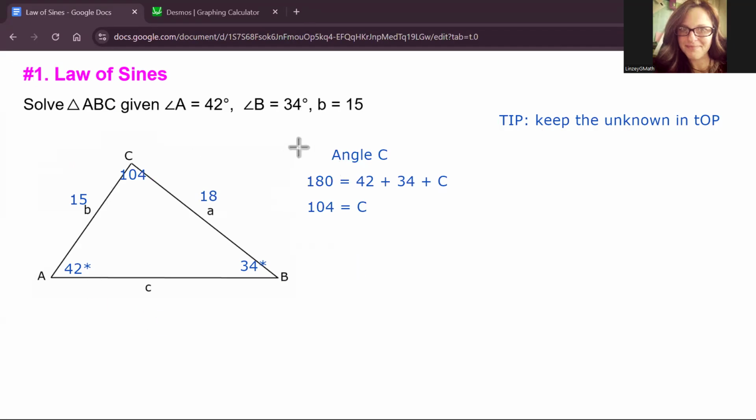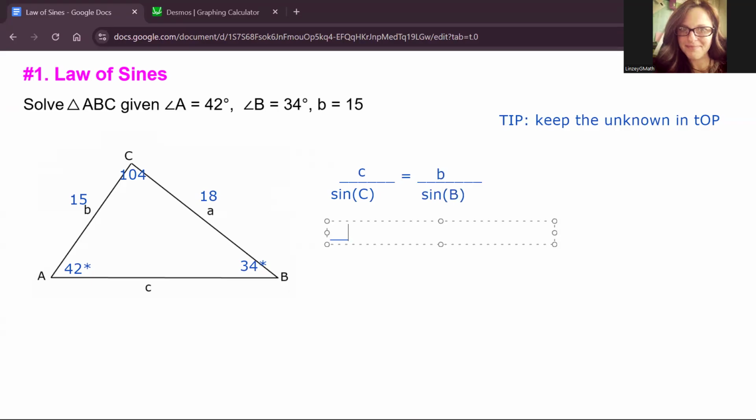Solving for side C, we'll use our law of sines. We'll keep the unknown, side C, in the top, over sine of angle C. And then let's use side B over sine of angle B, the given information. And we'll fill in our formula. Side C is what we're looking for. Angle C is 104 degrees. Side B is 15. And angle B is 34 degrees.